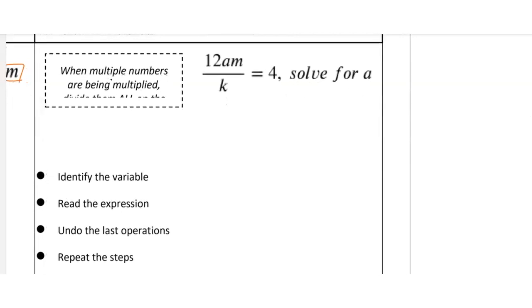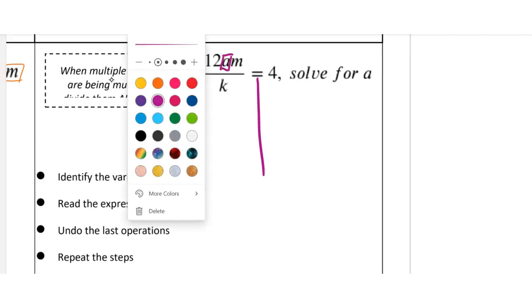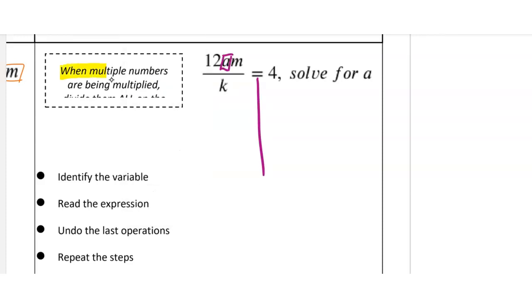All right, and then lastly, the last example, here we're going to be solving for a. And notice this note over here: when multiple numbers are being multiplied, we can divide all of them at the same time. That'll come into play in a bit.